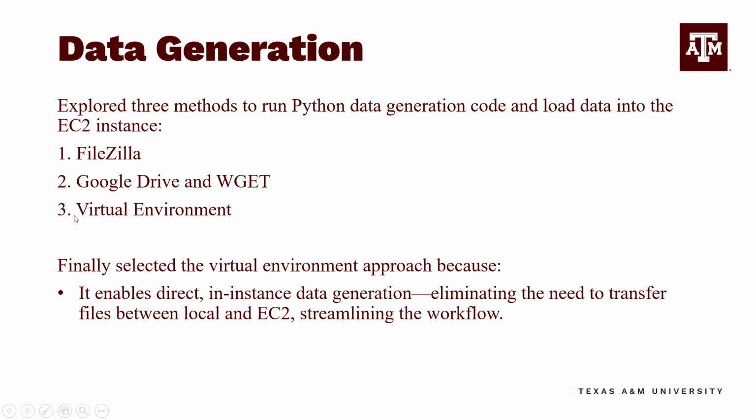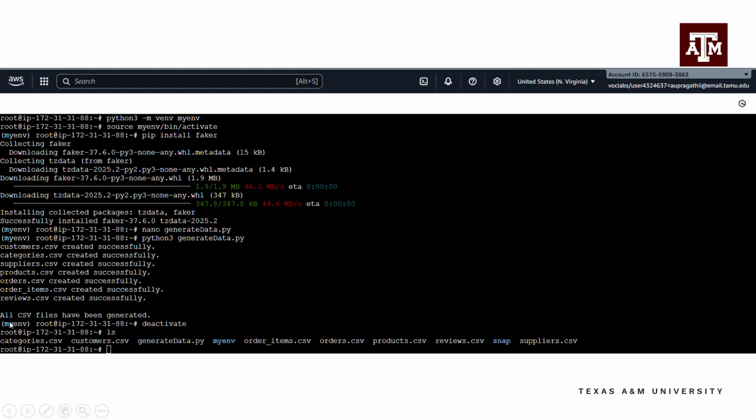I am finally proceeding with the third technique because it will allow me to generate the data inside the EC2 instance itself, and thus eliminates the need for me to transfer the files between local and EC2, and it also streamlines the workflow. So this snippet is where I'm creating a virtual environment, activating it, installing Faker inside the virtual environment, and then running the data generating Python code. And you can see all the CSVs are successfully created and stored.